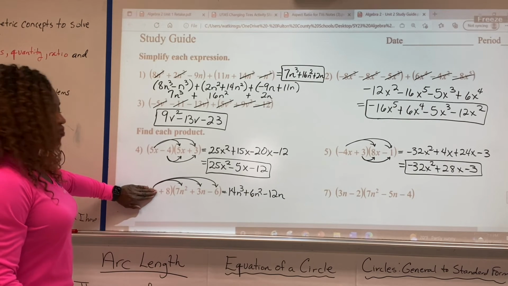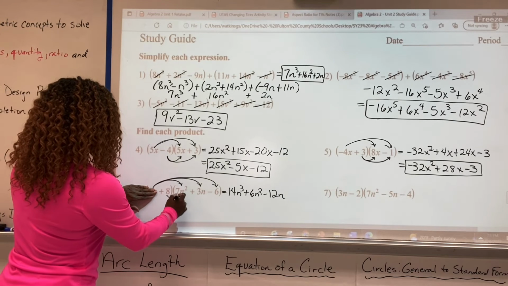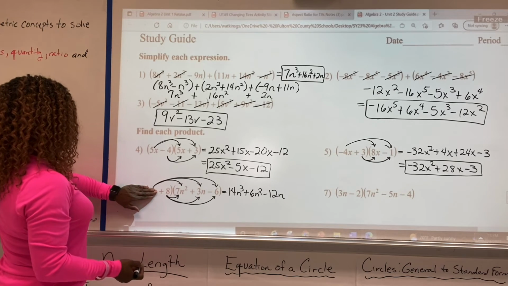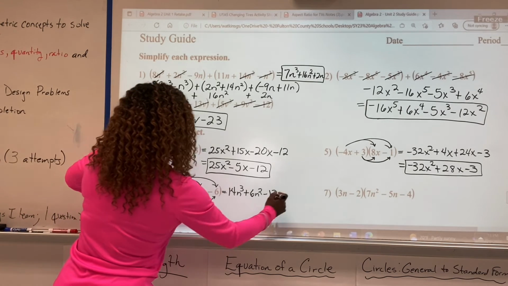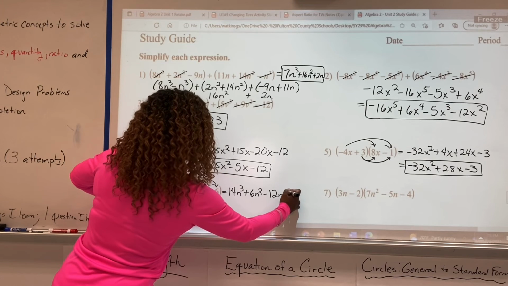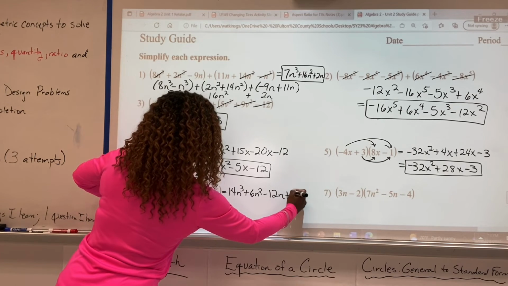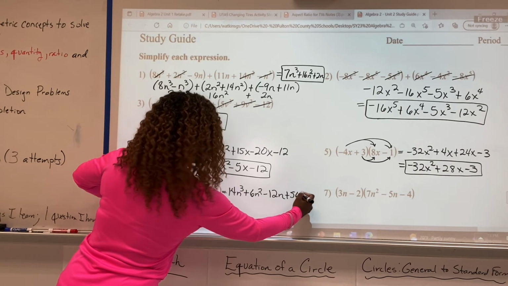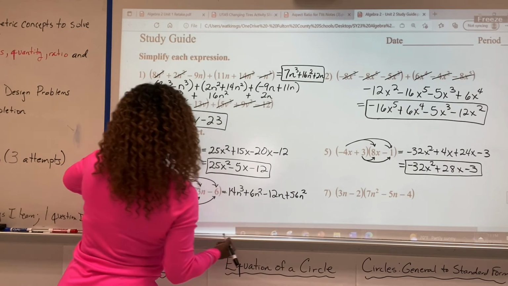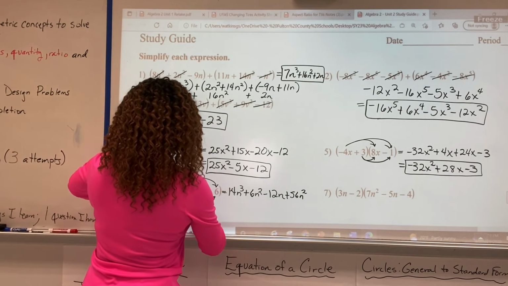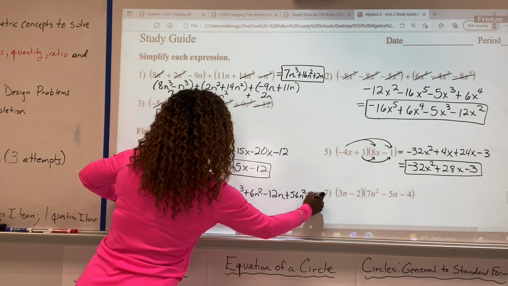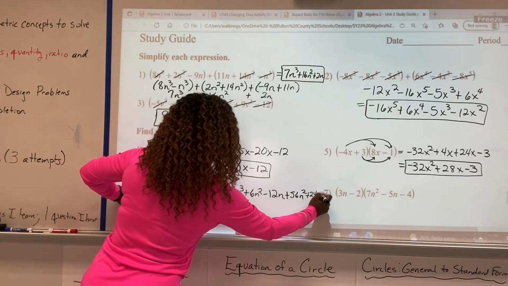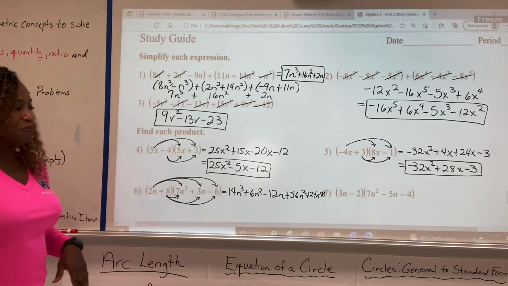Now I need to do the same with my 8. So the process doesn't change. It may get longer, but it's still the same process. 8 times 7n squared, that's going to give me, let me get some room here, 56n squared. Let's see, 8 times 3 is 24n. 8 times negative 6 is negative 48. All right, squeeze that in.